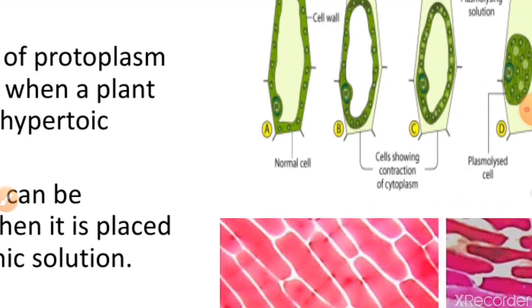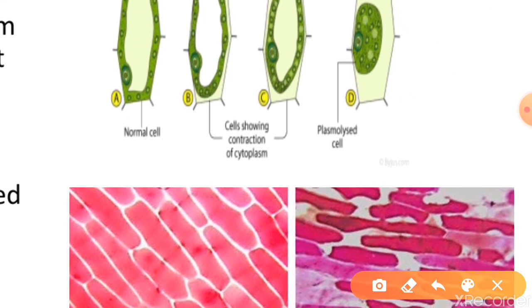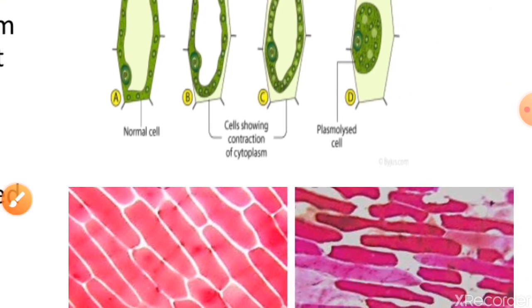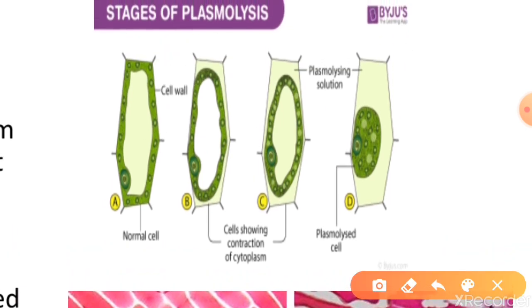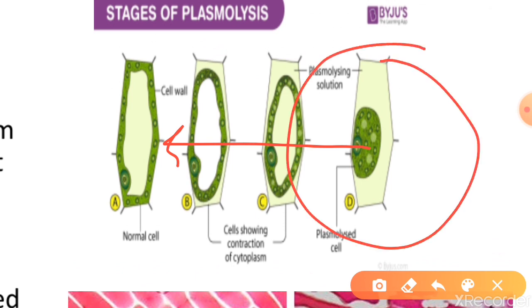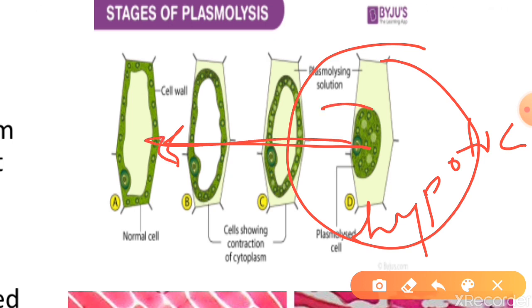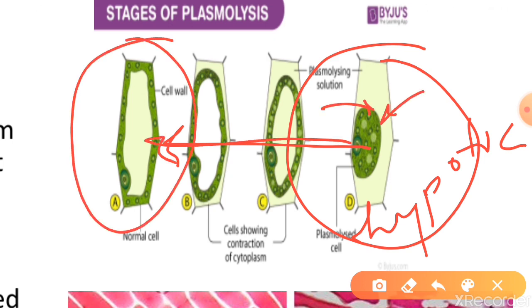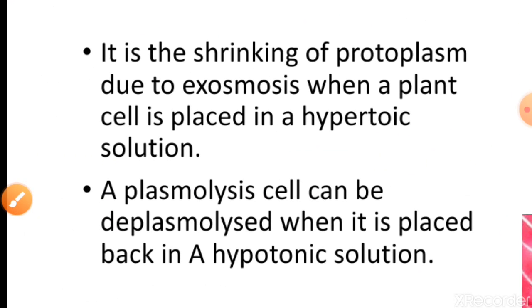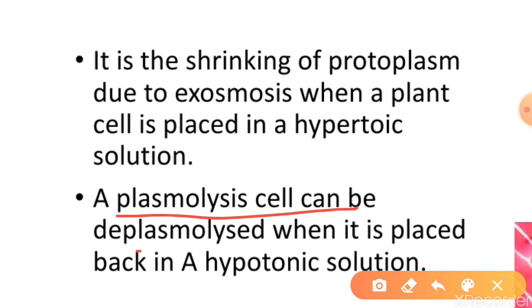Now a plasmolysed cell, when the cell has got plasmolyzed, you can deplasmolyze the cell. That is, you can reverse the process. How? You place this particular cell in a hypotonic medium. So the tissue that you have, which has got plasmolysed cells, if you place it in dilute solution, then the reverse process will occur. The cell will then gain water, and after some time it will get deplasmolyzed. So a plasmolysed cell can be deplasmolyzed when it is placed back in a hypotonic solution.